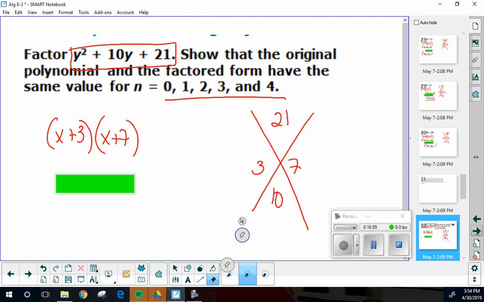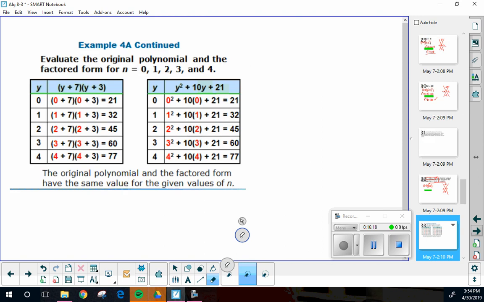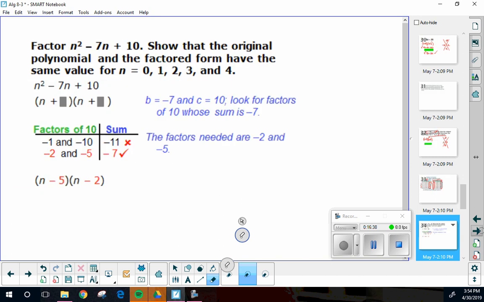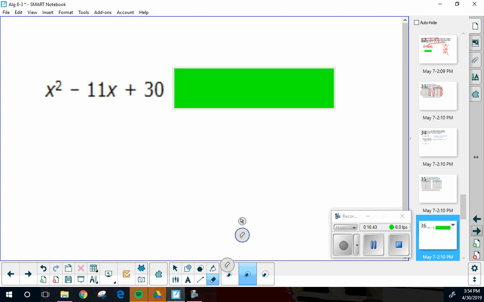Now, this next slide is going to show these numbers inserted here and here to prove that they're the same thing. So this is when we factored it out and we substitute all those different numbers. These are the answers that we got. And this time we're using the polynomial, the non-factored form. We're plugging in the same numbers and we get the same answers to prove that it works. Same, just a different example.